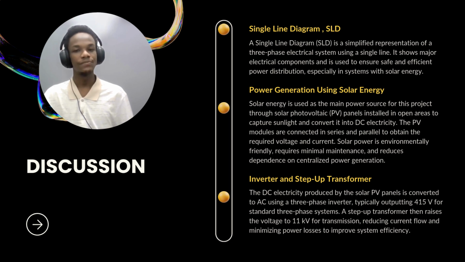However, solar panels produce direct current, but our grid and appliances need alternating current. Therefore, we use a three-phase inverter to convert that DC output into a standard 415 V AC supply. Immediately after the inverter, we use a step-up transformer. This raises the voltage from 415 volts up to 11 kilovolts. We do this to reduce the current flow during transmission, which minimizes power losses and improves the overall efficiency of the system.